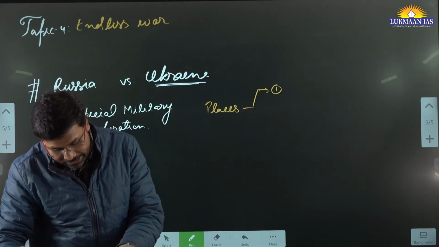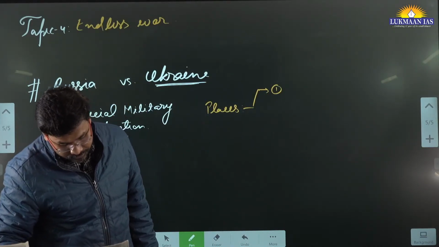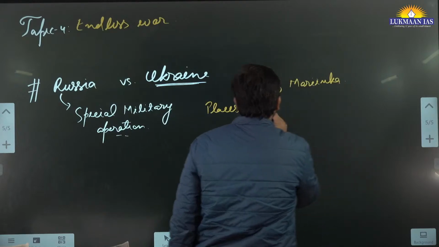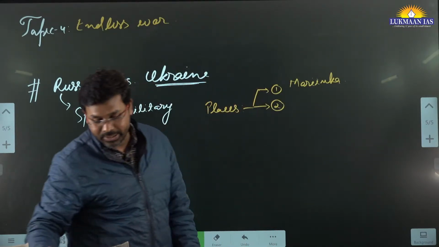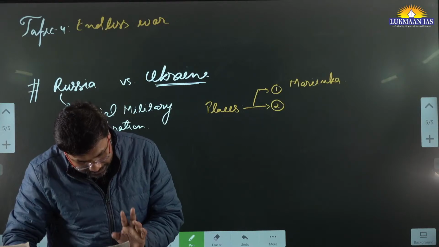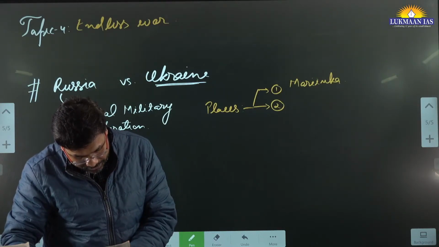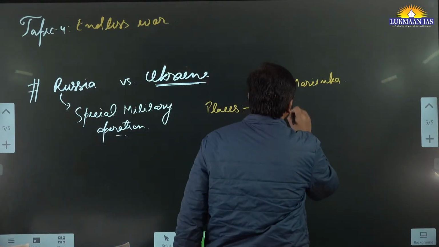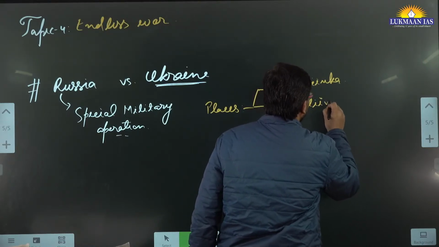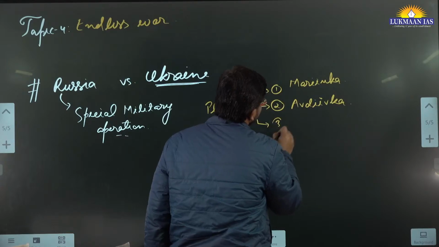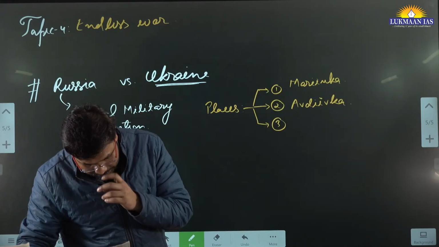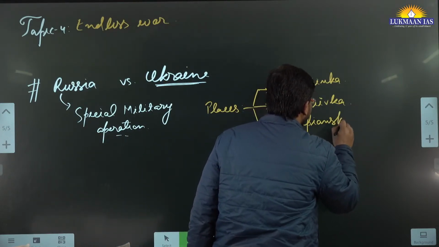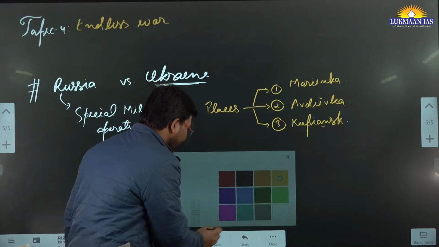One of the places is known as Marianka. This is one of the places that has been captured by Russia. Then there is another place. There are 3 places that are named in this article. One is Avdiivka. This is another place. The third place is known as Kupiansk. So these are the places that have been captured by the Russian military.